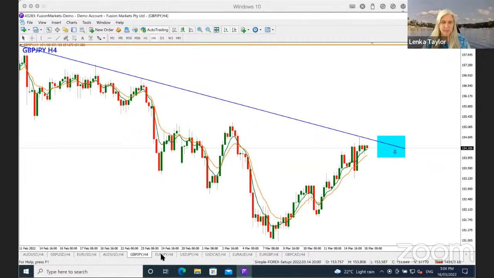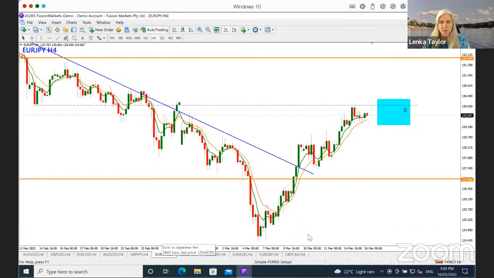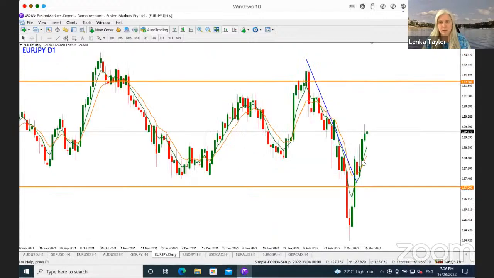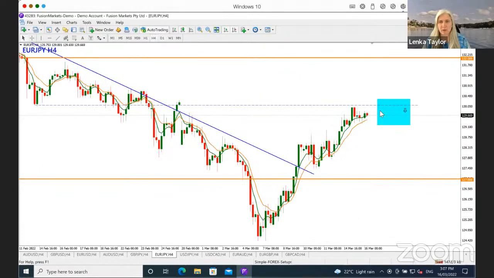Next currency pair I'm looking at is Euro JPY. Euro JPY again is short on this one. It is a counter trend as we are now moving up. As we are in the middle of the range though, there is a potential that there might be a reversal at the middle of the range. So I would be looking for short at this point.